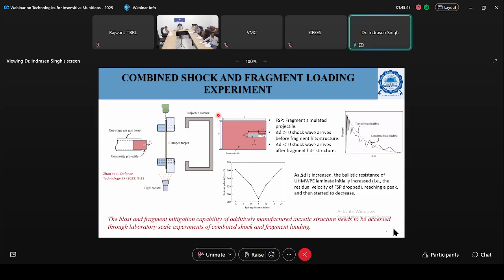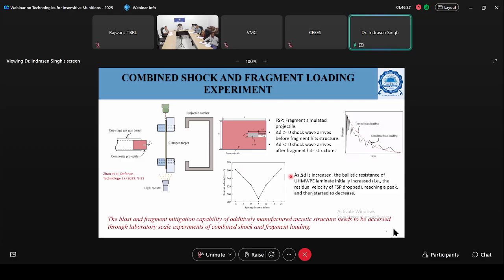In the literature, it has been suggested that by using a fragment simulated projectile, one can experiment with combined loading of fragment as well as shock loading. Here they use this kind of projectile. This is a foam projectile, and inside it is a fragment projectile. The fragment is free to move inside. When this projectile is launched through a gas gun setup, the foam projectile hits the target before the fragment and generates a shock wave. Later, the fragment projectile hits and generates fragment loading. By tuning this delta D, one can simulate the arrival time of shock loading and fragment loading.